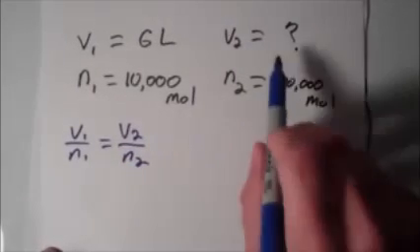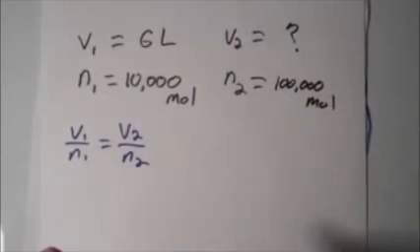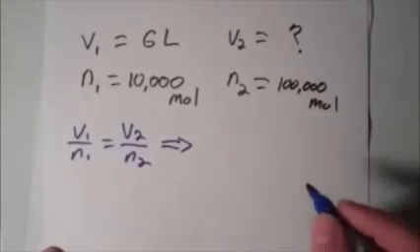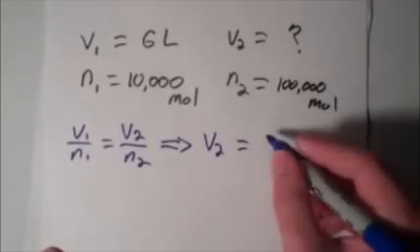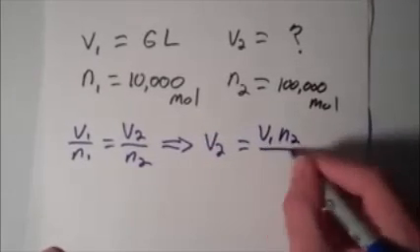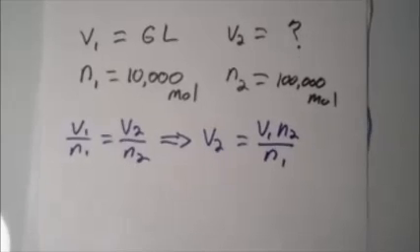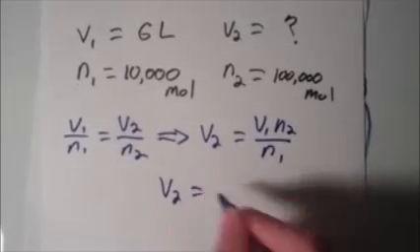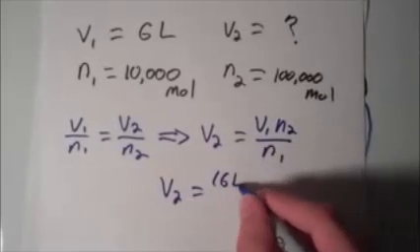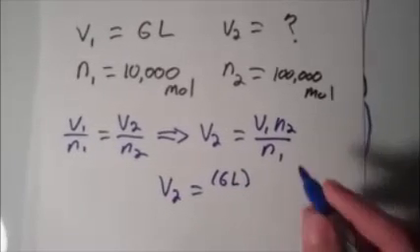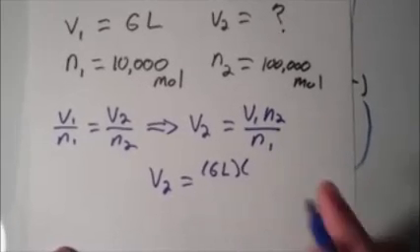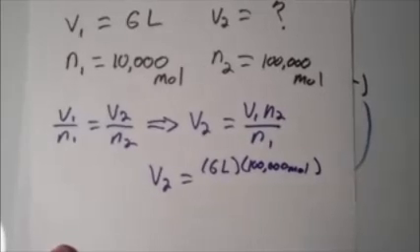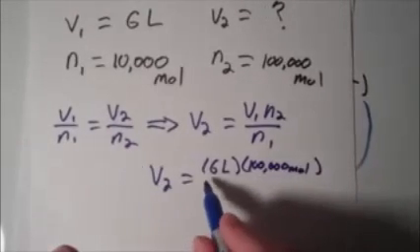So we're looking for V2, so I'm going to multiply both sides of this equation by N2, and that'll lead to V2 equals V1 N2 over N1. So now all we have to do is just plug in the numbers. So we have V2 is equal to V1, that looks like 6 liters, times N2, which is 100,000 moles, over N1, which is 10,000 moles.